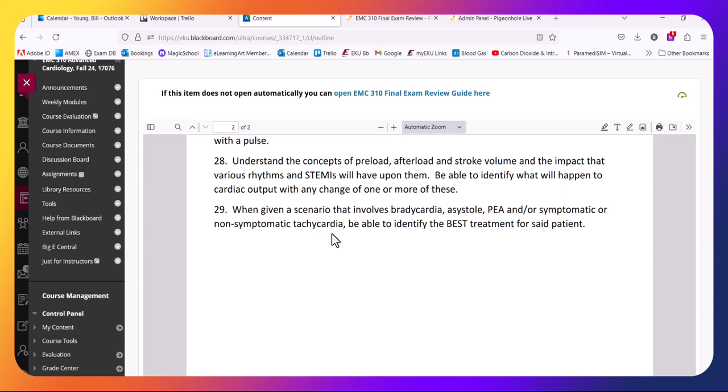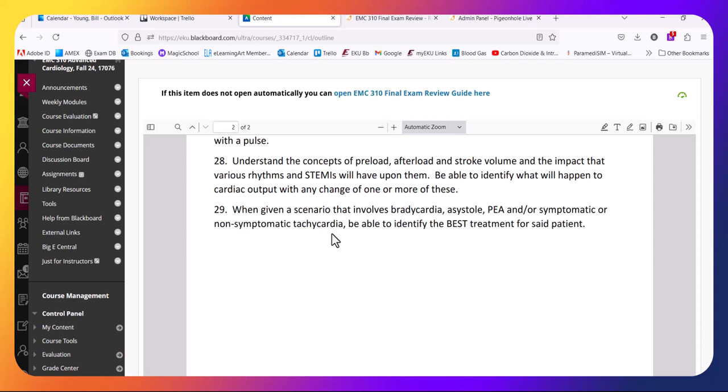Yes, ma'am. How many EKGs do you think would be on? I would tell you to estimate at least 5 12 leads and probably about the same number at a minimum of rhythm strips. How many questions? It'll be a minimum of 70 and no more than 90.